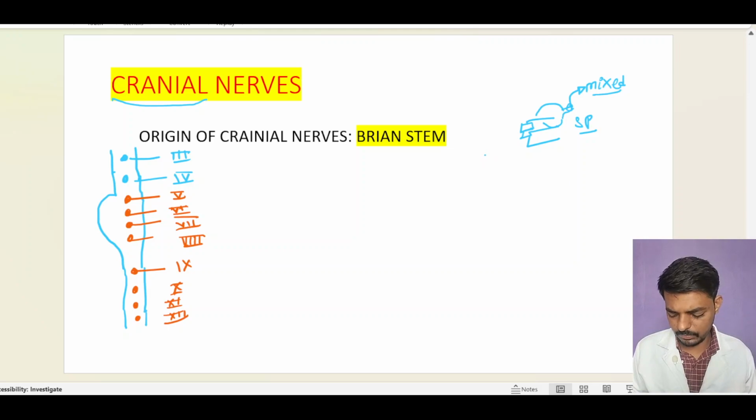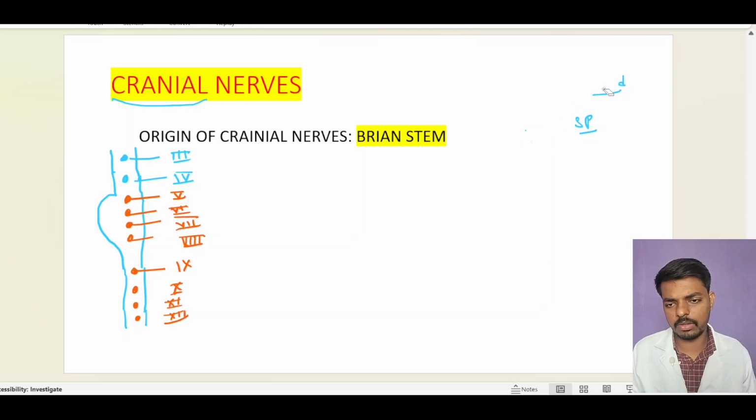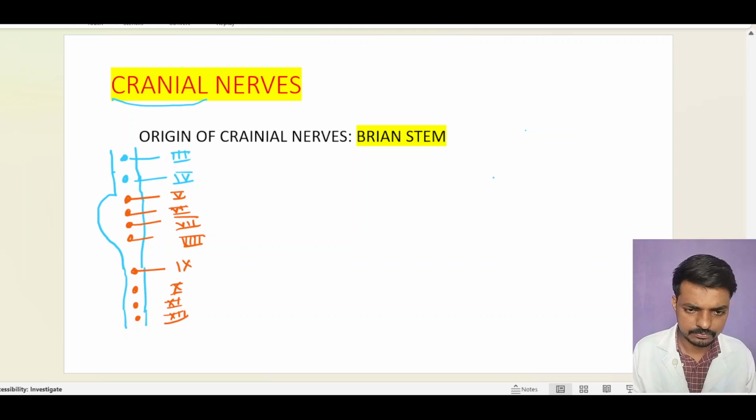Okay, so the nerves which originate from the spinal cord are called spinal nerves. Simply, the nerves which originate from our brain and cranium are called cranial nerves. Here is the important point: the origin of the cranial nerves occurs from the brain stem. Very, very important point for your NORCET examination. Okay, this is the beautiful structure of our brain stem. Here I have drawn.